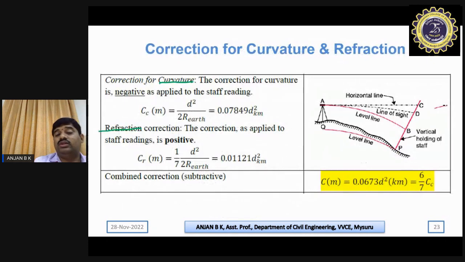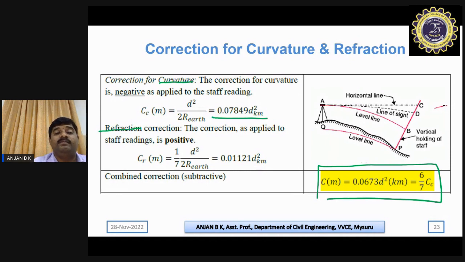So the total combination of error is given by this formula 0.0673 d square, and only the curvature correction is given by this formula. You need to remember these numbers because sometimes these questions will be asked directly. Using these formulas, you can find the corrections. Normally this distance you have to substitute in terms of kilometers. So please remember, you will get the corrections in meters, but the distance you have to substitute in kilometers.